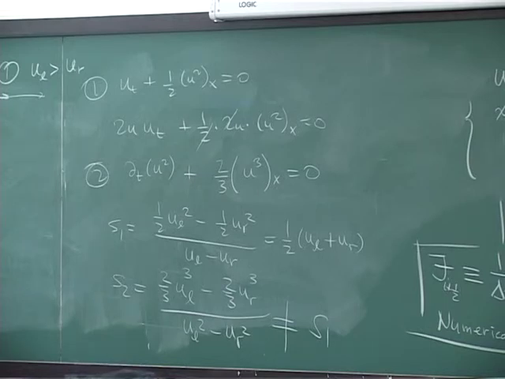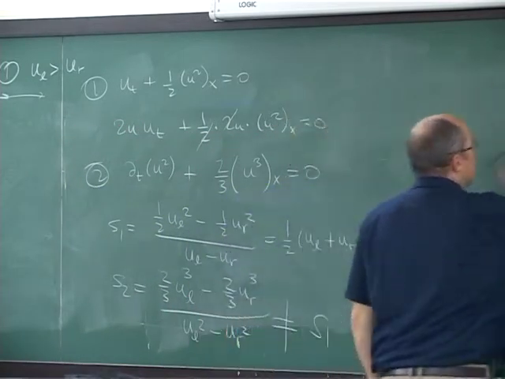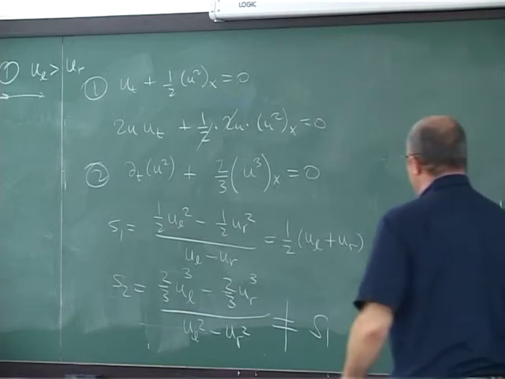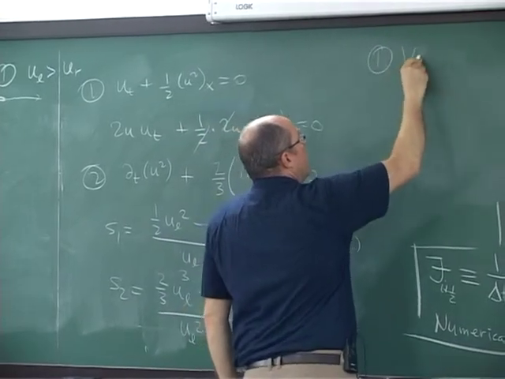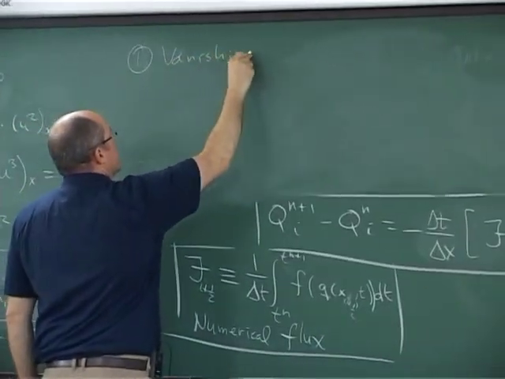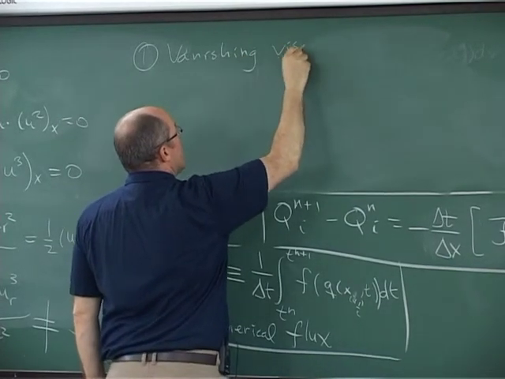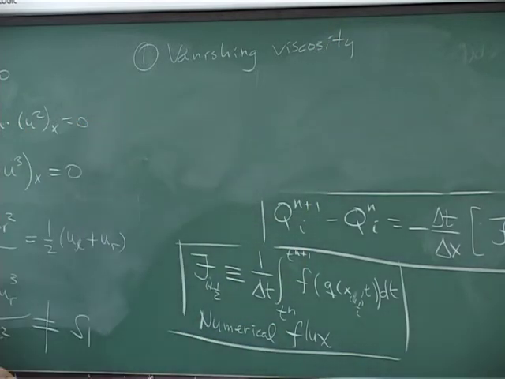The way that you find the physically correct weak solution is, first of all, you keep your equations in the proper conservation form that they were originally derived in, and then you look at the solution that exists in the limit of vanishing viscosity. It's the vanishing viscosity solution.